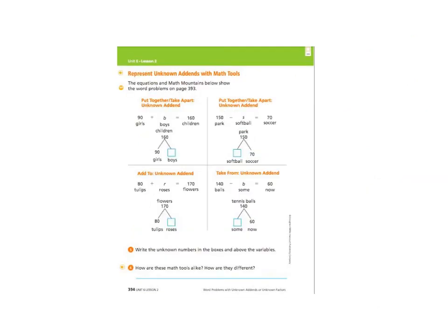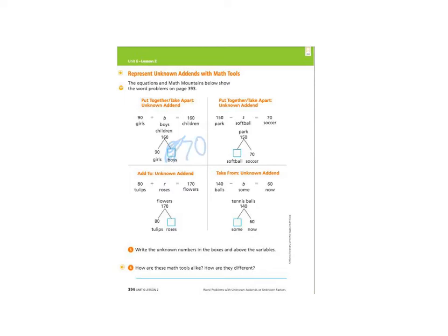394, which would be pretty quick. Get the math mountains. On the bottom, you have boys and girls, and then you have children. So these two, they take the words out, which is kind of nice, and then you can just see them. So 90 plus something is 160, so you just have to figure out what the something is. So we did that on the previous page, which would be 70.